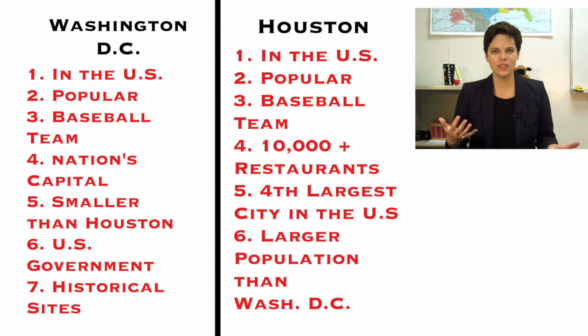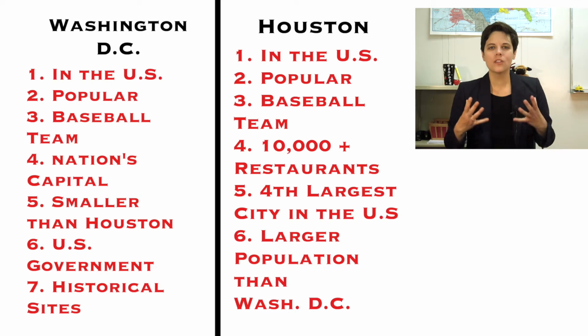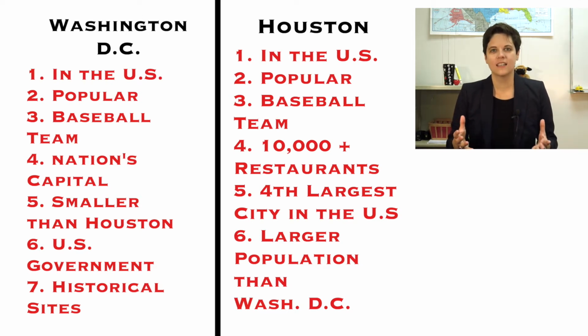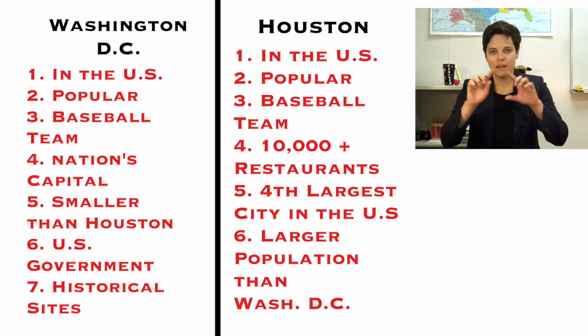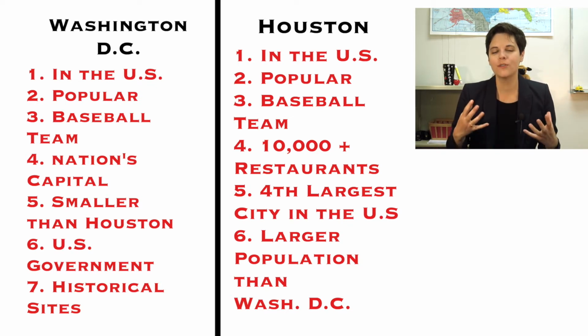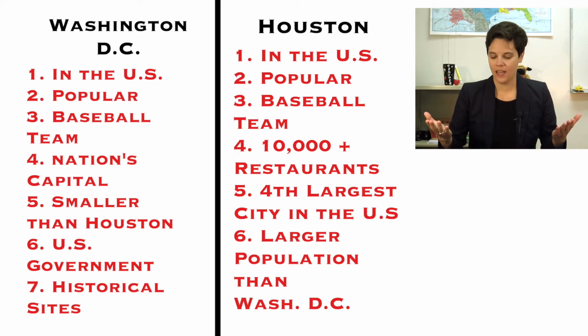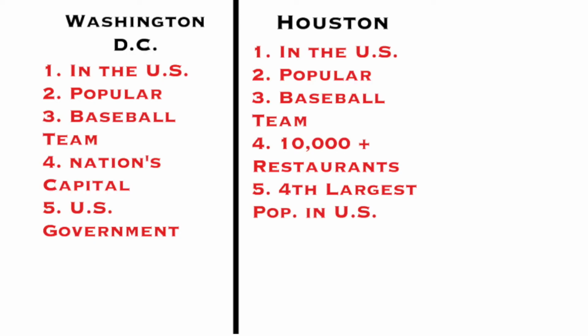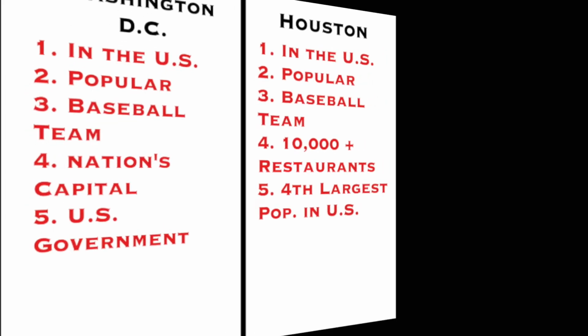Okay, so we have our two lists. Now, what I want to show you how to do is to organize this information into a visual graph or visual diagram that will allow you to see clearly the differences and the similarities between these two cities. Okay. So the next thing you're going to do is you're going to take that piece of paper and you're going to turn it over.